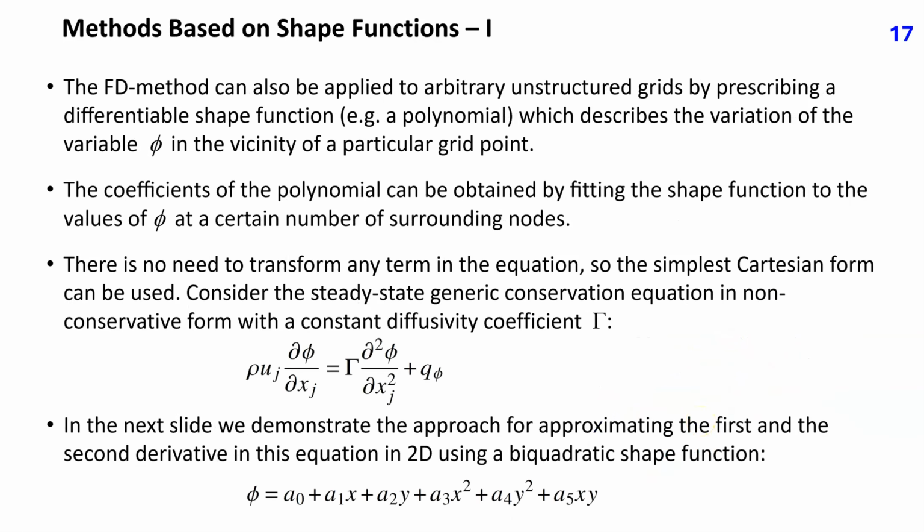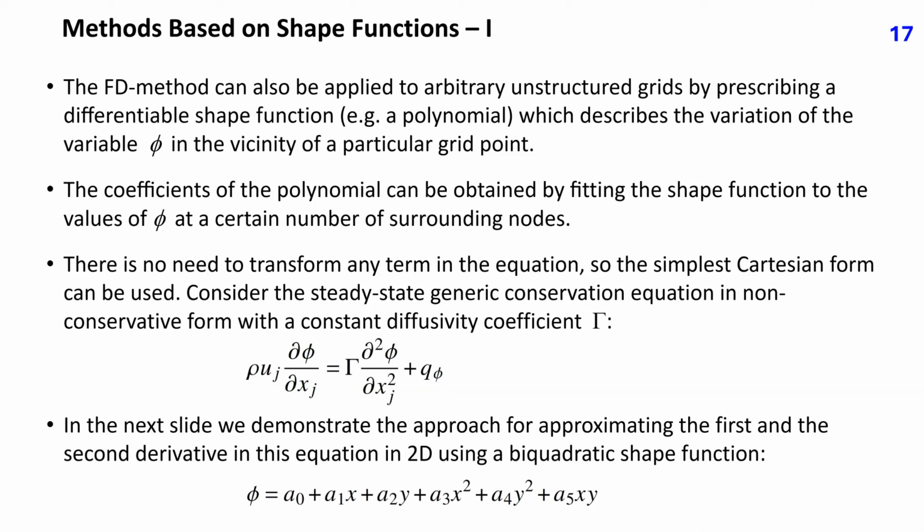Finite-difference methods can also be applied to arbitrary unstructured grids by prescribing a differentiable shape function, for example a polynomial, which describes the variation of the variable phi in the vicinity of a particular grid point. The coefficients of the polynomial can be obtained by fitting the shape function to the values of phi at a certain number of surrounding nodes.